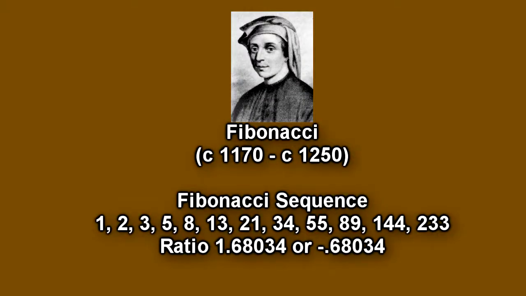8 plus 13 is 21. 13 plus 21 is 34. 21 plus 34 is 55, and so forth. That's called a Fibonacci sequence. If you divide the smaller number by the bigger number in each case, you get a ratio of 0.6. It is sometimes called pleasing rectangles.